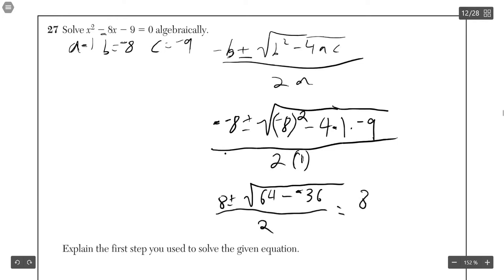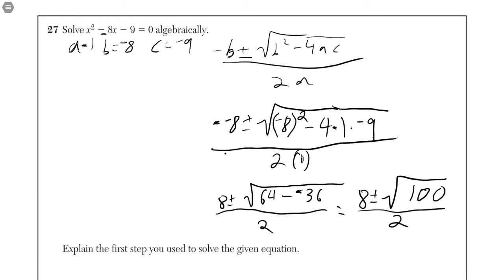Okay, now let's simplify the inside of the radical. 64 minus negative 36. So that's this, subtracting a negative is the same as adding. If you're not sure, plug it into your calculator. So we get 100 there over 2.